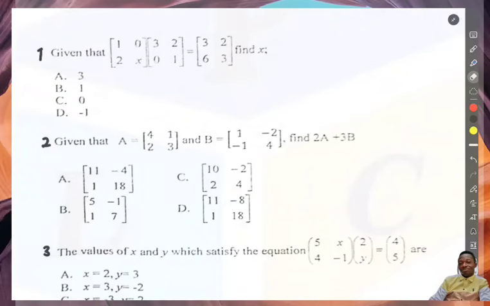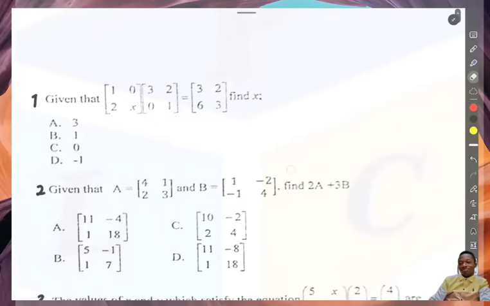So let's look at the following questions as a pre-guide against any future examination you may have under quantitative methods. Question number 1. Given that [1 0; 2 x] multiplying [3 2; 0 1] is equal to [3 2; 6 3]. Find x. How do we find x? So here, let me have my solution here.